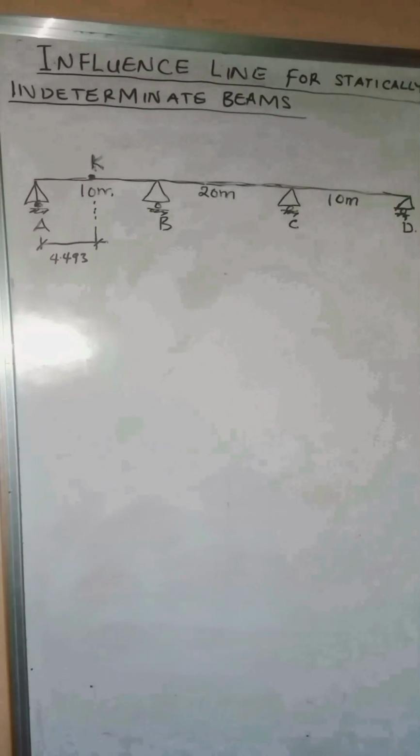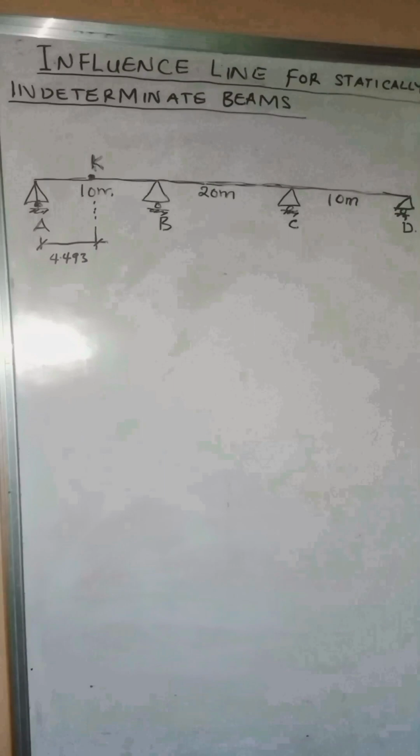Now we are going to do the influence line diagram for moment at point K. When you look at the board, we have a continuous three span beam, 10 meters, 20 and 10 meters respectively. We are going to draw the influence line diagram for moment at point K.